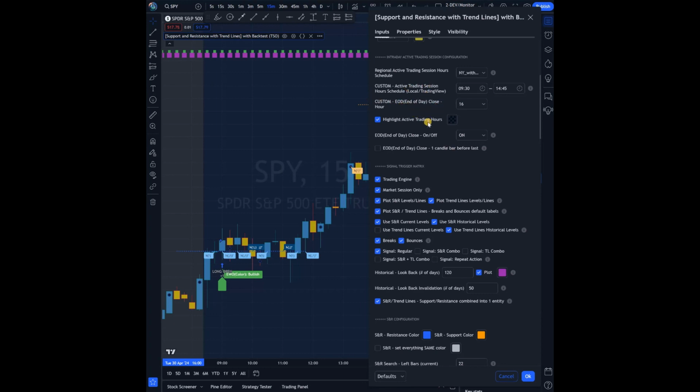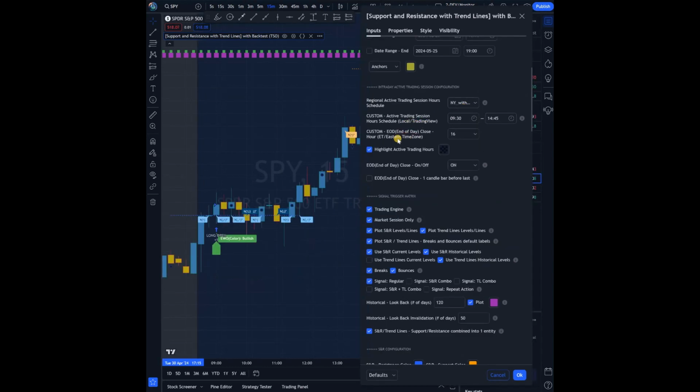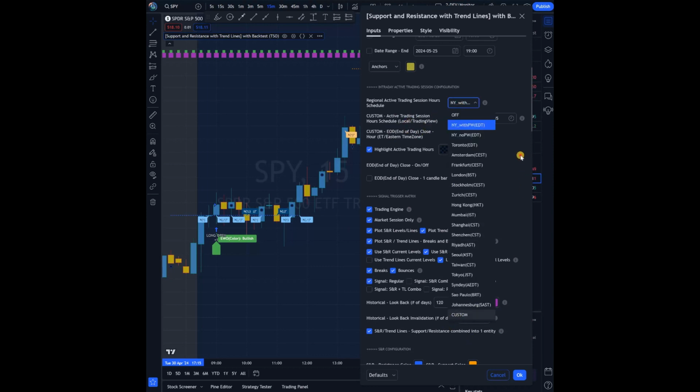Next is end of day close. So the active trading session, if custom is selected, you will then select custom end of day close hour. Just I needed to add a little fix. This is Eastern time zone, actually. Well, this is local TradingView time zone setting. It is a bit confusing, but this is specifically for custom only.